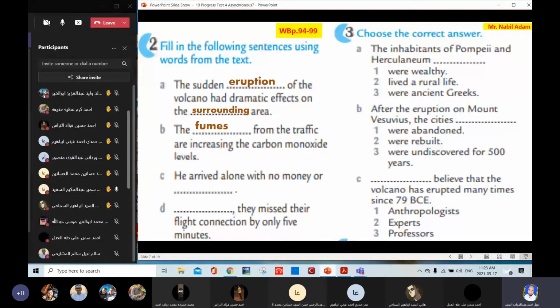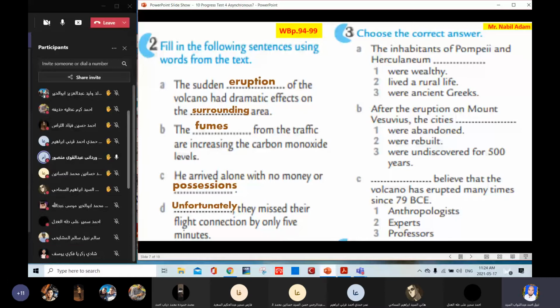He arrived alone with no money or possessions. Possessions, meaning belongings. Very good. Let's see. Yes, Ahmed Jamal Wardani. D. Unfortunately, they missed their flight connection by only 5 minutes. Yes, they missed their flight connection by only 5 minutes.